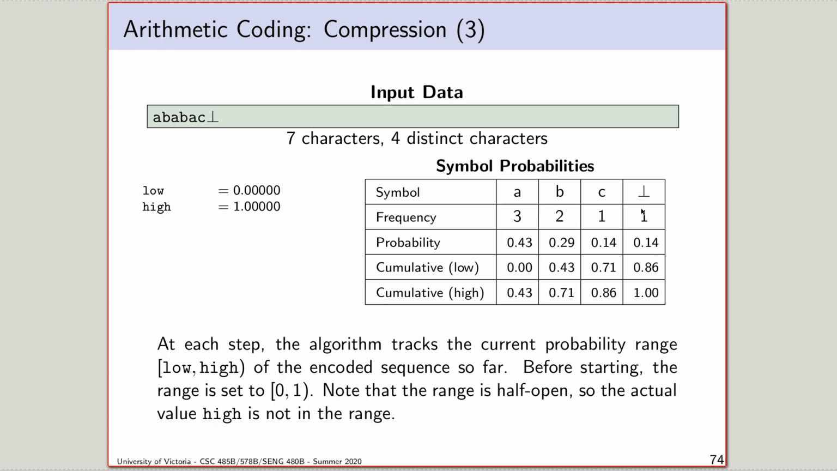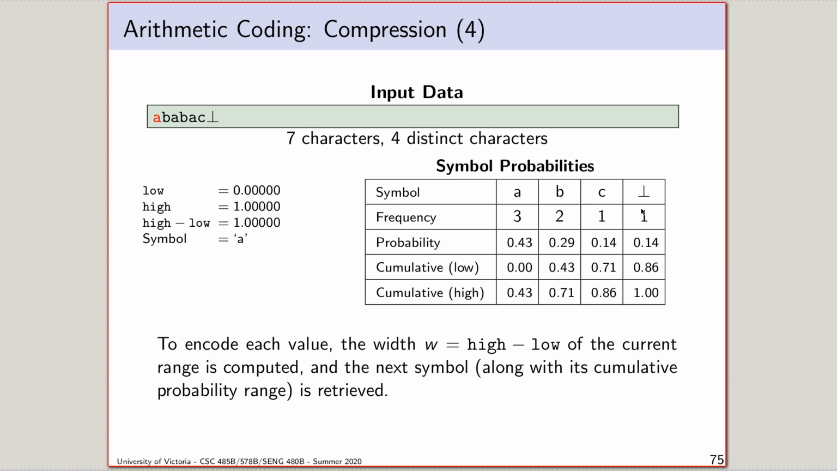Okay, so at each step, our algorithm is going to track the upper and lower bounds of our range, keeping in mind that the high value is not actually in the range. It's the smallest value outside of our range. So at the beginning, before I've encoded anything, those values are set to 0, 1.